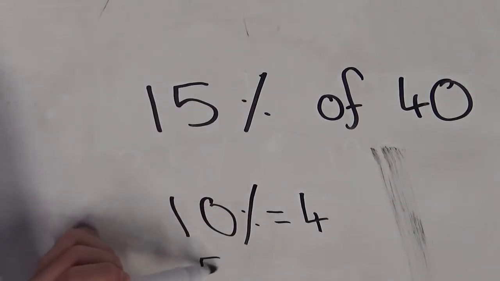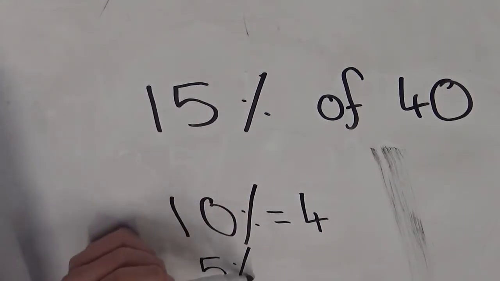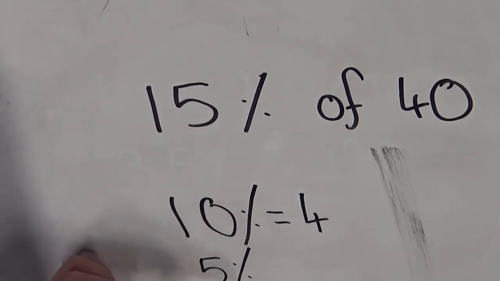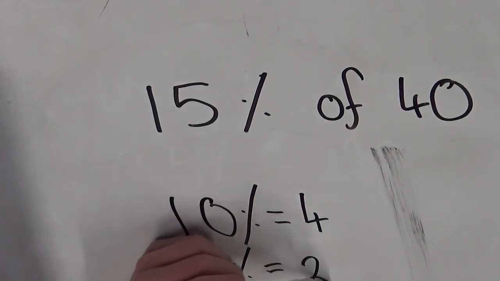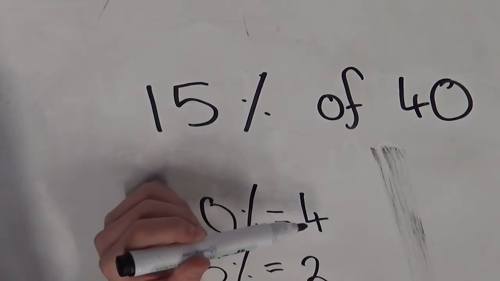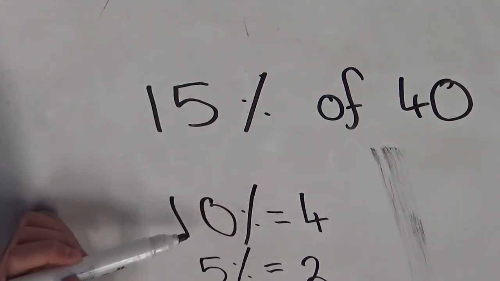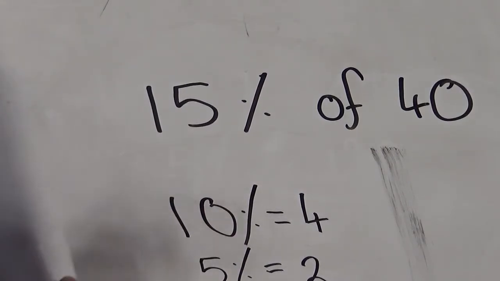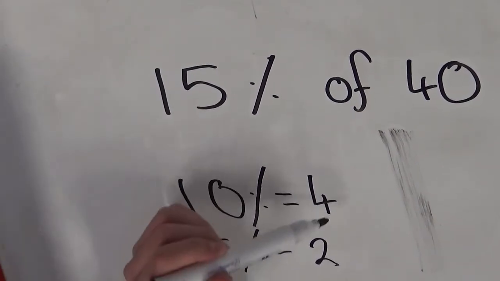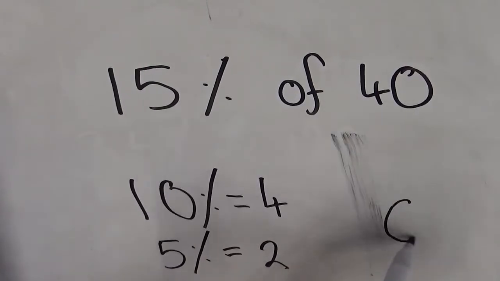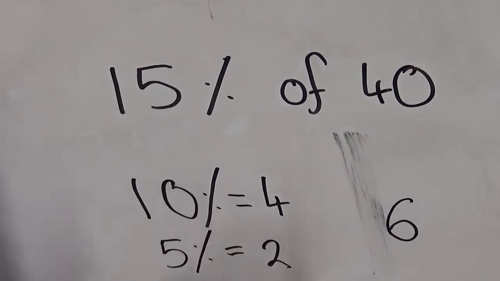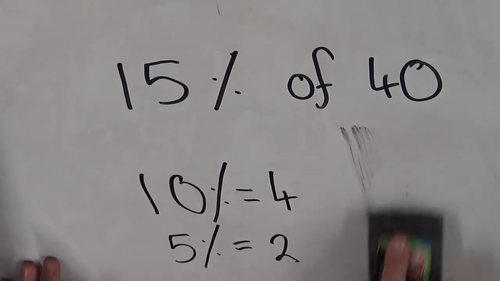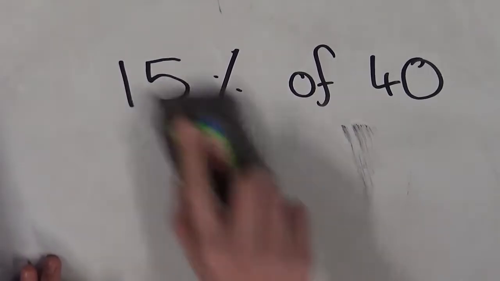Now, all we have to find is 5%. And as 5 is half of 10, then 2 is half of 4. So now we just add 10%, add 5%. So 4 add 2, which is 6. So 15% of 40 is 6. Now, let's move on to something a little trickier.